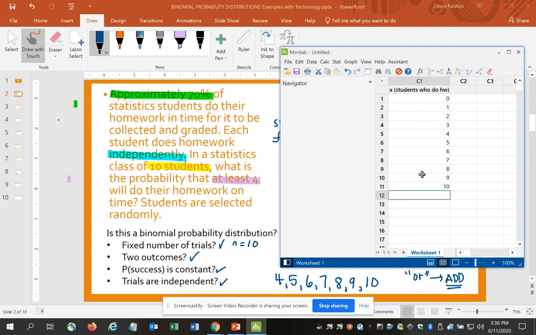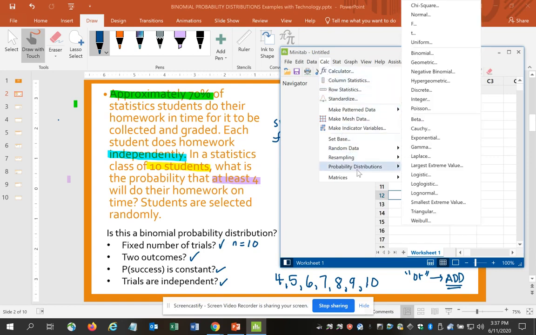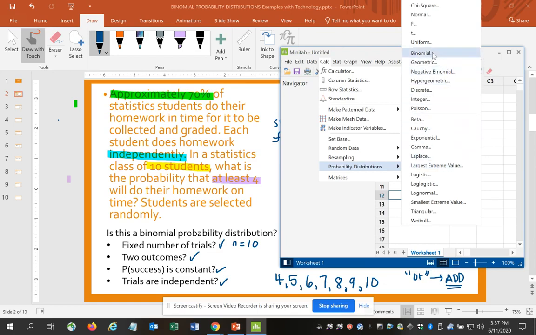So you enter the values of X that are possible from 0 up to N, the total in your sample, and then we need to follow the commands. We're going to calculate, so we go up to the top of the menu and find Calc for calculate. I'm going to scroll down to probability distributions, which is what we're talking about, and then I'm going to specifically select binomial.